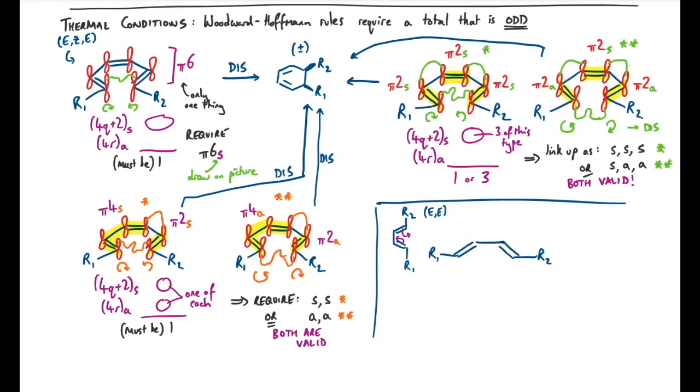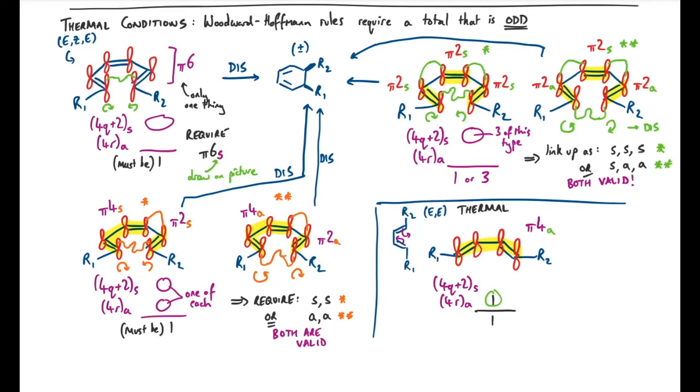And I can just do the analysis as I did it before. I'm going to put my p orbitals in. Now I could break this into two separate pi2 systems, or I could just do it the easy way and consider it as one continuous conjugated system. That will give me one Woodward-Hoffmann component that's pi4. Now I'm going to define the conditions I'm looking at as thermal. That means I need my total to be 1. Therefore, I need a pi4a component because there's only one component I can assign a label to.